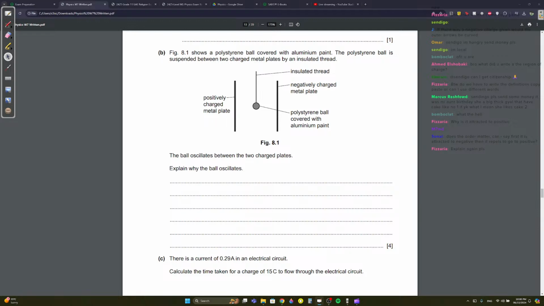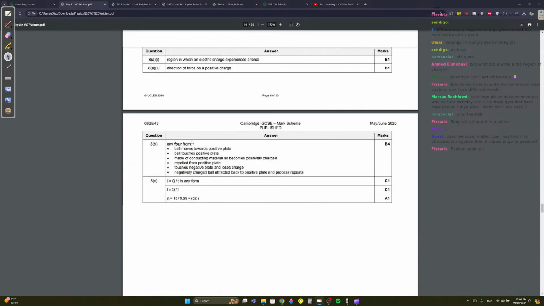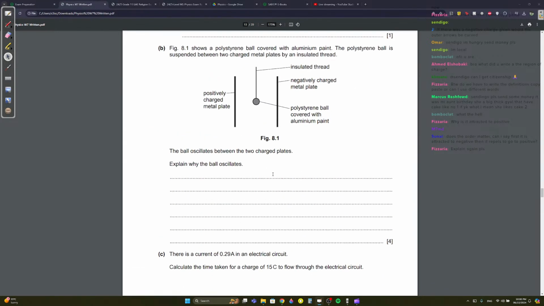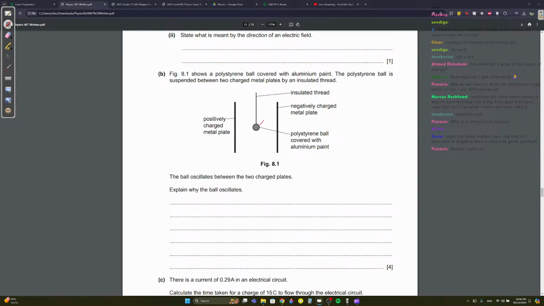Does the order matter? Can I say first it is attracted to negative, then repelled to go to positive? No, you cannot say it goes to negative first. It's always attracted to the positive one first. Neutral balls are attracted to positive plates before negative, okay? I think if you could, then in the marking scheme, they would say, or the other way around. You're not allowed. So what happens? This ball here is neutral.